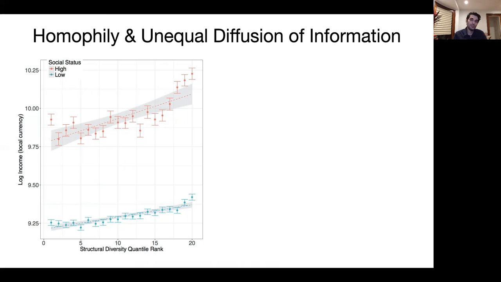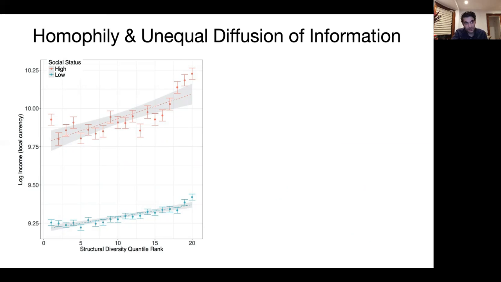At the same time, we constructed their ego networks based on their phone call records and measured the structural diversity of their networks. Structural diversity is a measure of network structure and captures the amount of novel information that an ego receives from their alters based on the level of redundancy in their networks. We found that, as expected, income is positively correlated with structural diversity, but more interestingly, the marginal effect of structural diversity was higher for individuals in a high status group.